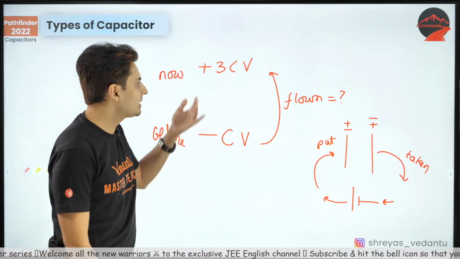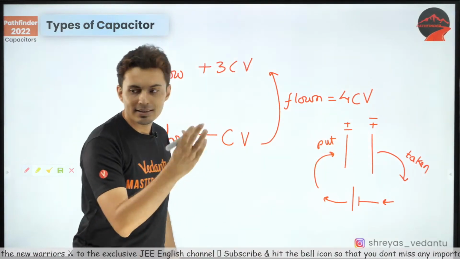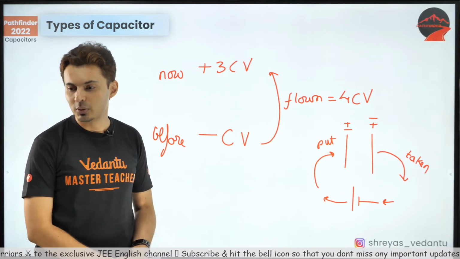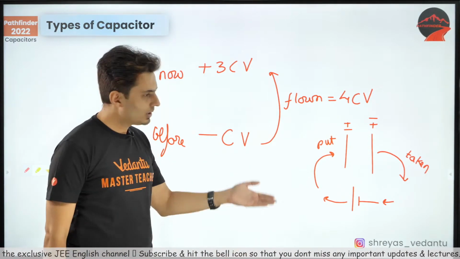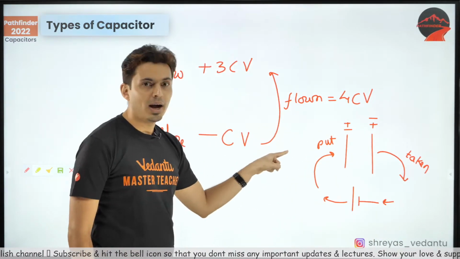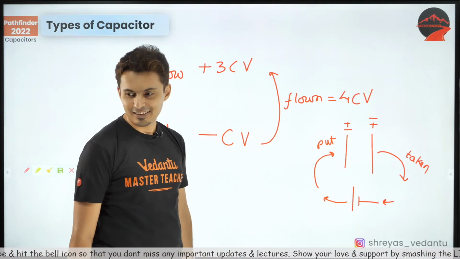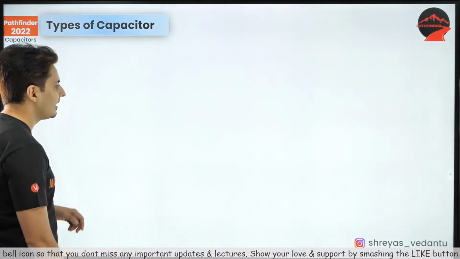Exactly, minus CV to plus 3V. The charge flown is nothing but 4 CV. That's it. I hope now you guys get it. Beautiful. Shyam, I hope you understood. So the charge which changed on this plate has to come via the battery. There is no other path. Okay, great. I think you guys are getting it now.